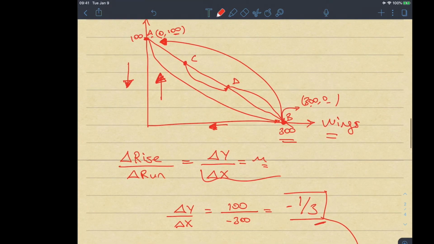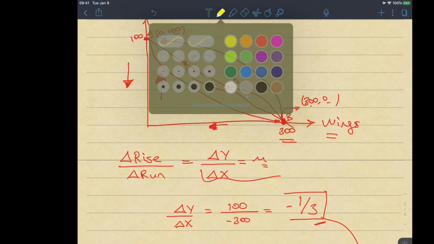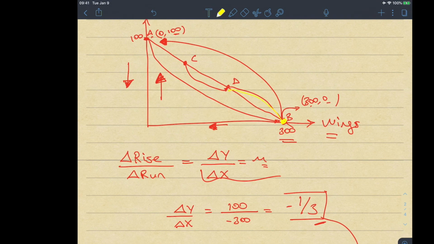So if I move from point B to point D, the opportunity cost of producing one more pizza is 3. If I move from point D to point C, the opportunity cost of producing one more pizza is again 3 wings. It doesn't matter if I move from point B to A, point B to D, or D to C. It's always the same and it's always constant.